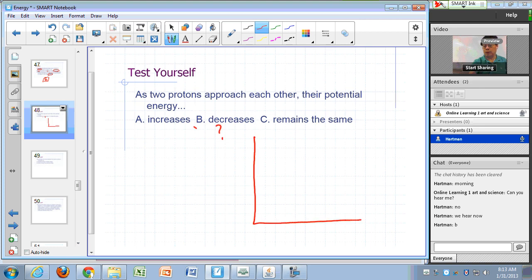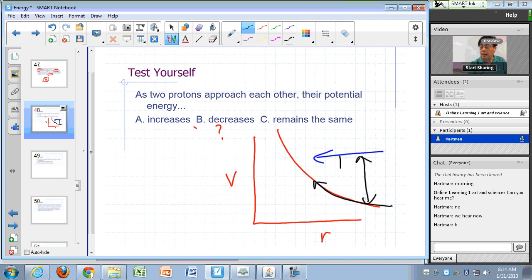Okay. Potential energy versus distance between the atoms. As they approach, approach means going that way, so the potential energy will be increasing. As they approach each other, they're going to be repelling each other. So they're going to slow down. If they're slowing down, kinetic energy is going down, so potential energy will increase.